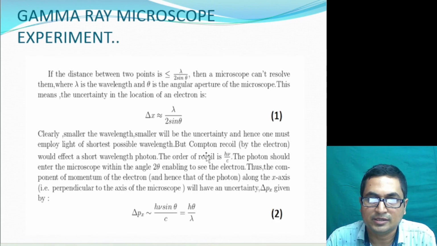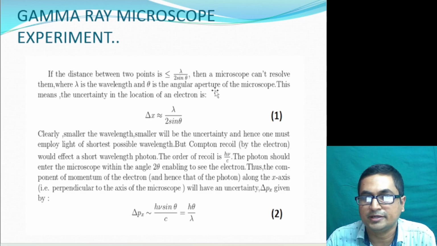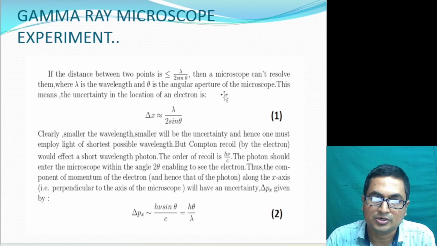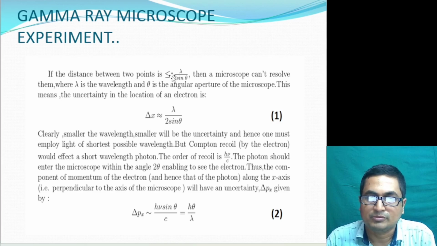Now, while discussing the resolution between 2 points, a microscope cannot resolve 2 points if the distance between them is less than or equal to this particular distance, where lambda is the wavelength of the light used, and theta is the angular aperture of the microscope. So this condition must be avoided in order to resolve 2 points while observing through a microscope.